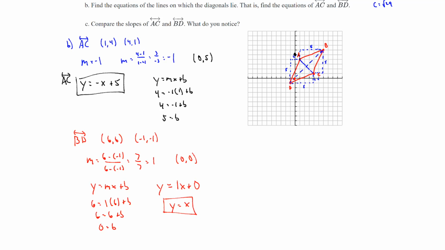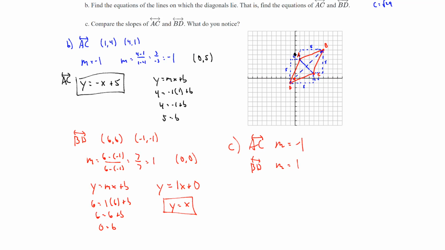Now C says compare the slopes of line AC and line BD. What do you notice? Well, when we look at the slopes, line AC has a slope of -1, and line BD has a slope of 1. And so what do you notice? Well, they're opposite of each other.